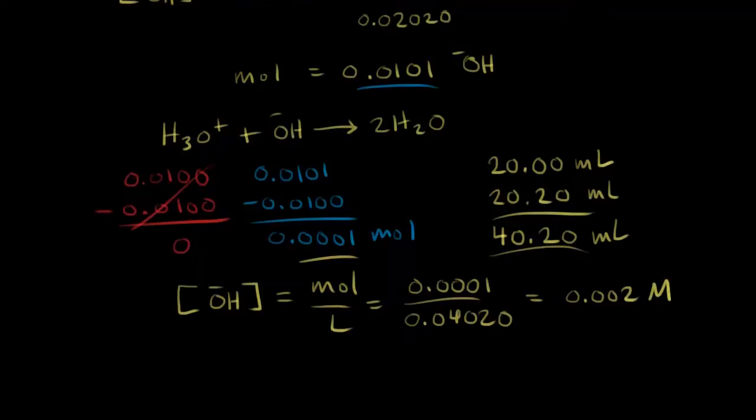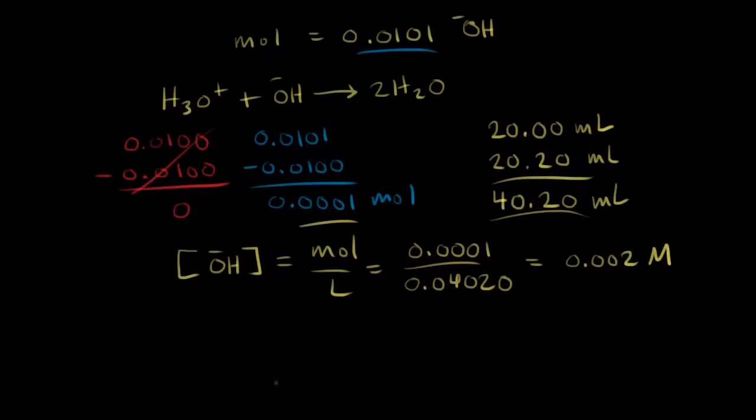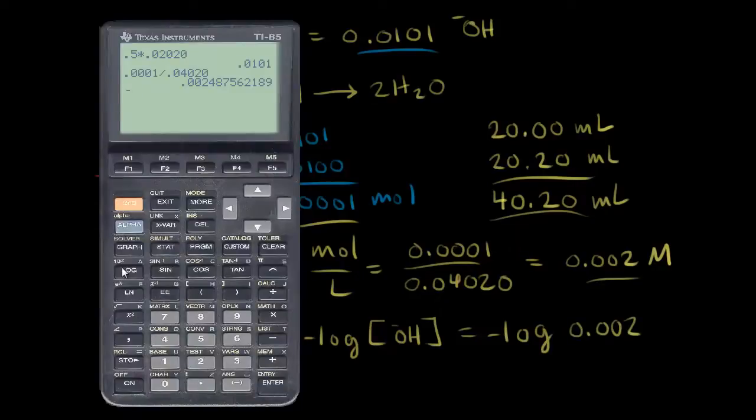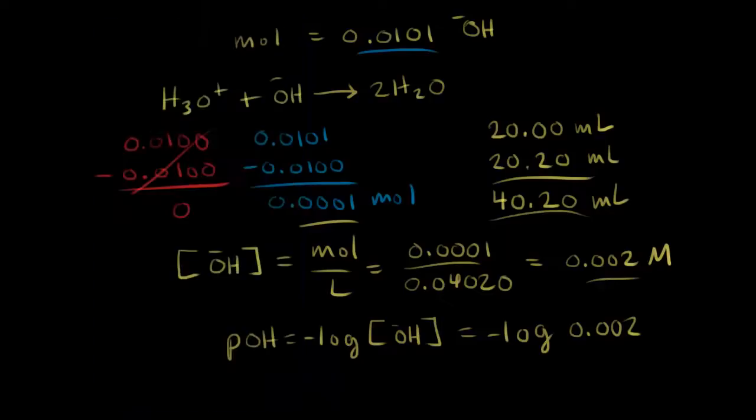Our goal is to find the pH, but right now we just have to find the pOH, right? So the pOH is equal to the negative log of the concentration of hydroxide ions. So this is the negative log of 0.002. Let's see what that gives us on the calculator. Negative log of 0.002 gives us a pOH of 2.7. So the pOH is equal to 2.7.